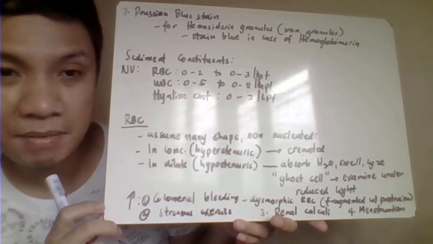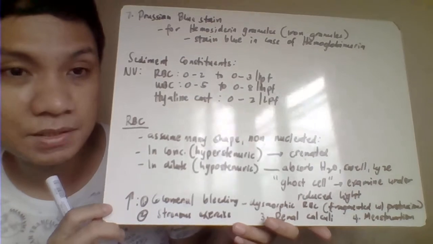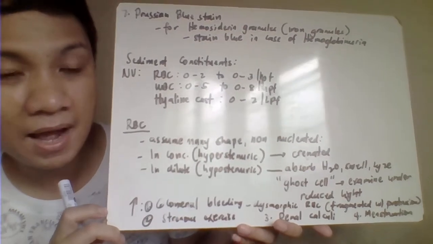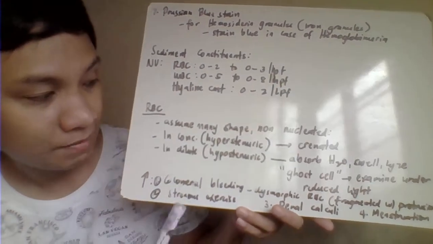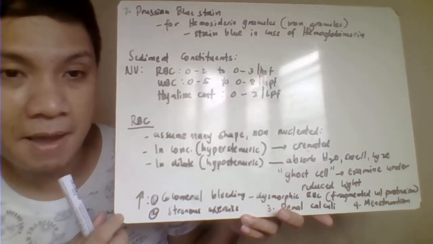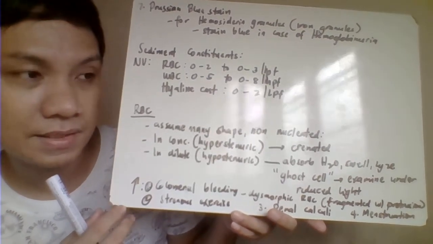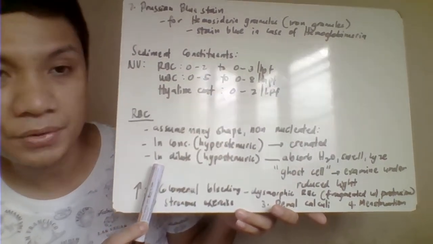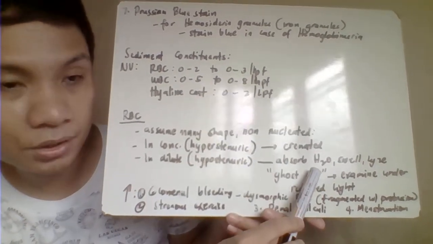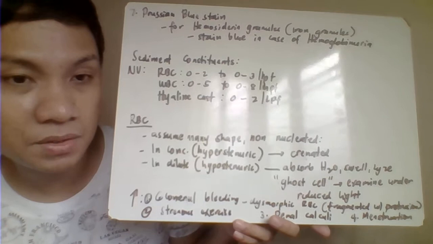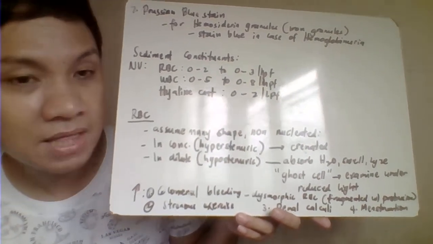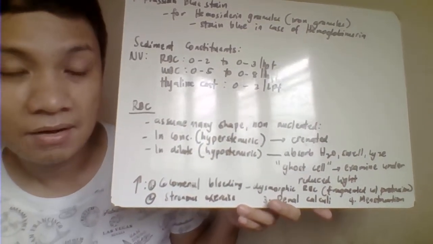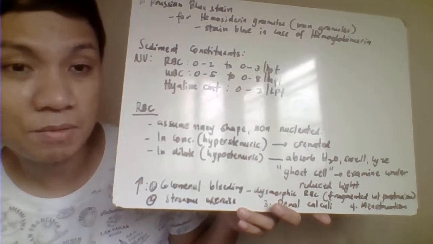Okay, the RBC is medyo mahirap i-identify under the microscope, especially for the inexperienced, kasi iba-ibang shape ng ating red blood cells. At the same time, wala siyang nucleus. In a concentrated hypersthenuric urine sample, the RBC would become crenated. In the case of your dilute hyposthenuric urine, the RBC tries to absorb the water, swells, and eventually ruptures and releases the hemoglobin. Pag nawala siya ng hemoglobin, it becomes a ghost cell. Ghost cells are the red cells na nawala ang kanilang hemoglobin. So, medyo mahirap siyang i-identify.